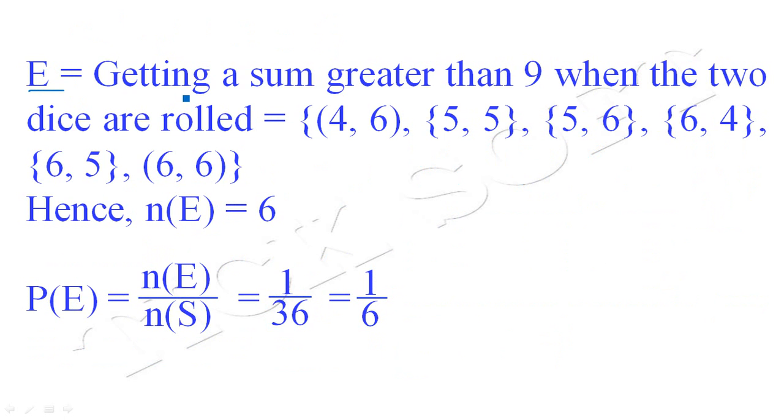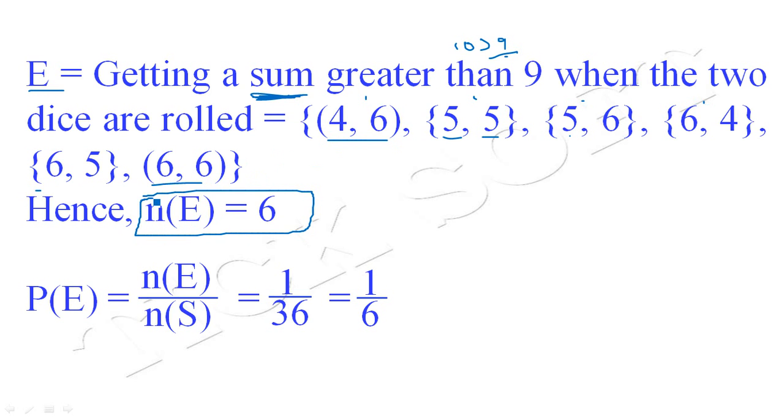Let E be the event of getting a sum greater than 9 when the 2 dice are rolled. What are the favorable outcomes? Here we have to take only the sum on both the dice. 4 plus 6 is 10, which is greater than 9. 5 plus 5 is 10, which is also greater than 9. 5 plus 6 is 11, which is greater than 9. 6 plus 4 is 10, which is also greater than 9. 6 plus 5 is 11, which is greater than 9. 6 plus 6 is 12, which is also greater than 9. So we get the favorable outcomes: 1, 2, 3, 4, 5 and 6 possible outcomes. Therefore n(E) is 6, and n(S) is 36.